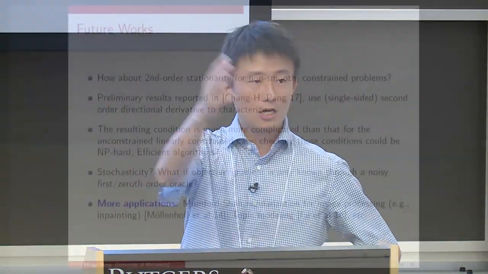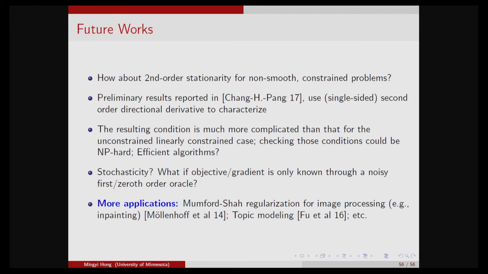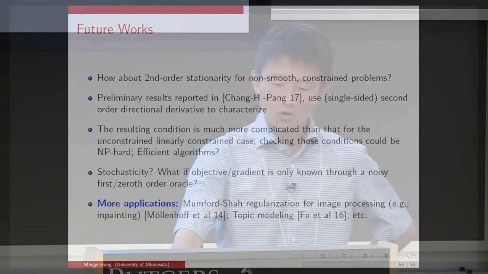As future work, the question arises as to what happens for second order stationary solutions if your problem is non-smooth. How can you say anything about second order solutions when you have L1 in the objective, for example? We have some recent interesting results reported, and we're working on some of these things with Zhang Xi and Zhonghui. We need to use some directional derivative to characterize this type of second order problem. So these are the main things I wanted to talk about.